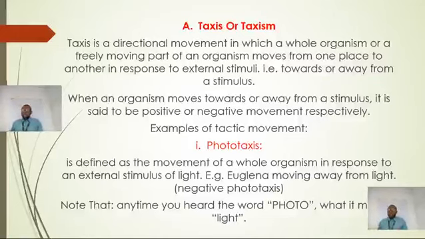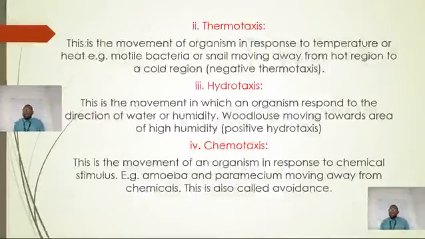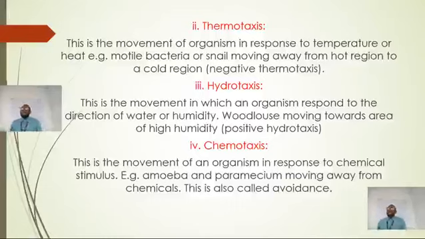In this type of movement, when Euglena is moving towards light, we call it positive phototaxis. When it's moving away, we call it negative phototaxis. Let's look at another example of tactic movement, which is thermotaxis. As the name connotes, thermo means heat, just like when we say thermodynamics, heat, thermal energy, which can be derived from temperature. It means the whole organism is moving in response to heat in the environment.